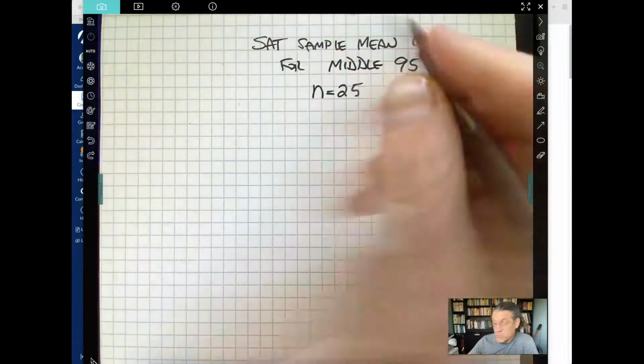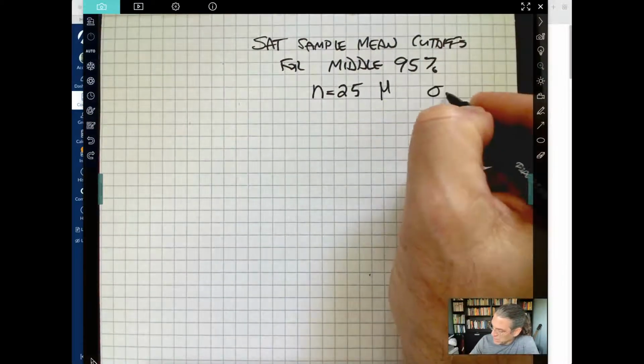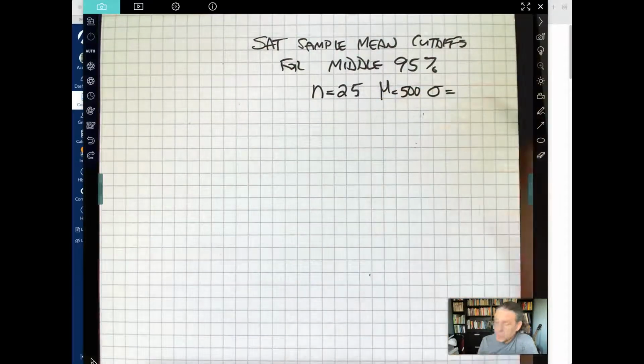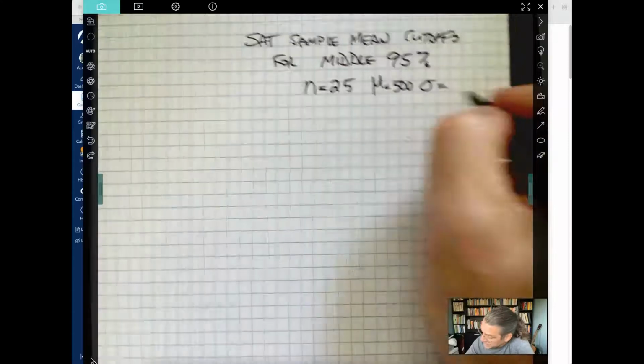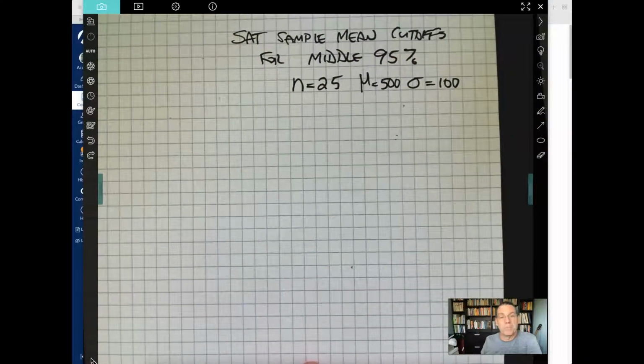Okay. Now, to answer this question, we need to know the mean and the standard deviation of SAT scores. The mean is 500. That would be given to you in the question. And the standard deviation is 100. So this is for a subtest on the SAT.